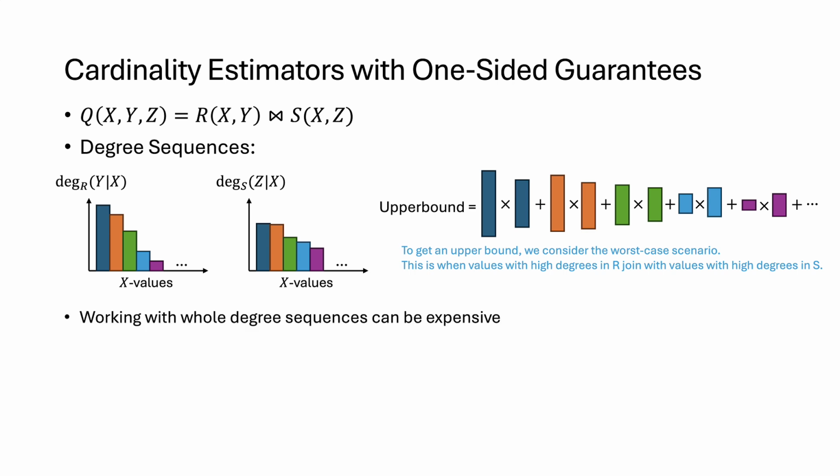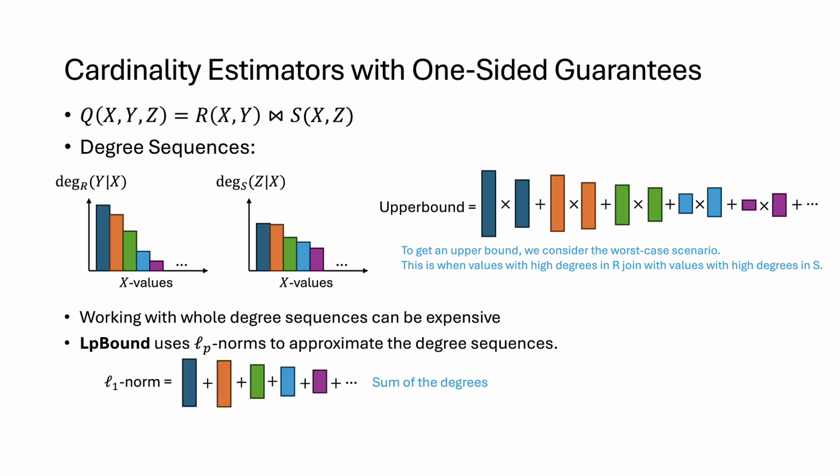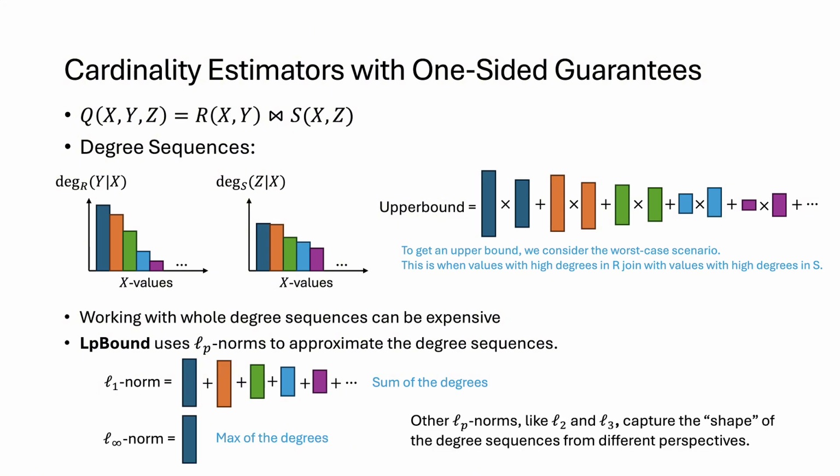Working with whole degree sequences can be expensive. LpBound uses Lp norms to approximate the degree sequences. This makes the computation more efficient. Some common Lp norms include L1 norm, which is the sum of degrees, L infinity norm, which is the maximum degree. Other norms, like L2 and L3 norms, can capture the shape of the degree sequences from different perspectives. With only a few norms, we are able to capture the key properties of large degree sequences efficiently.